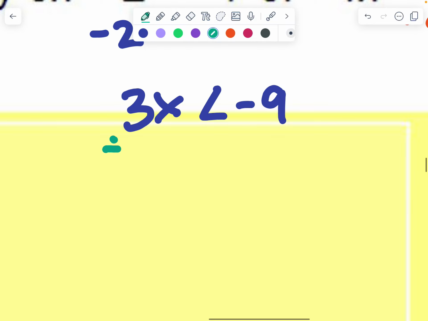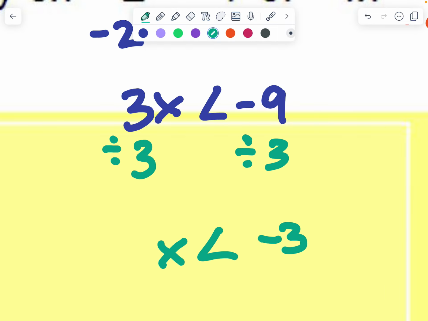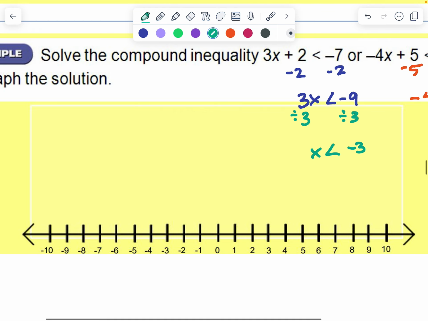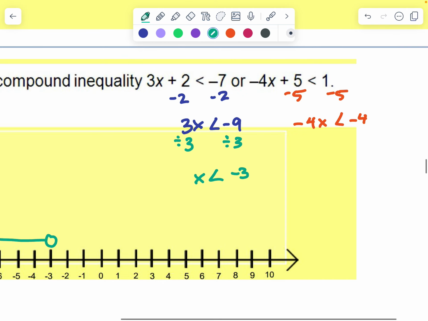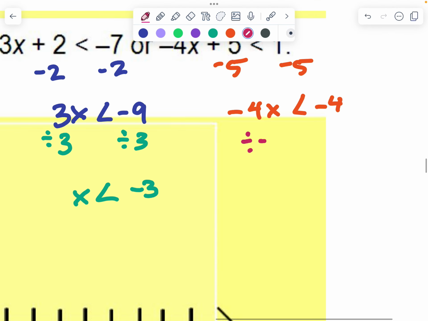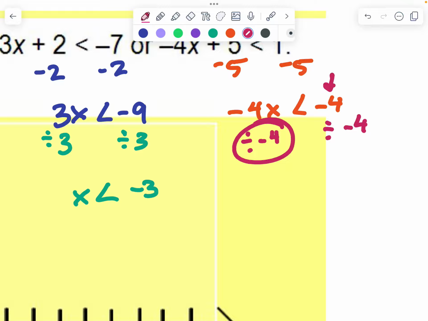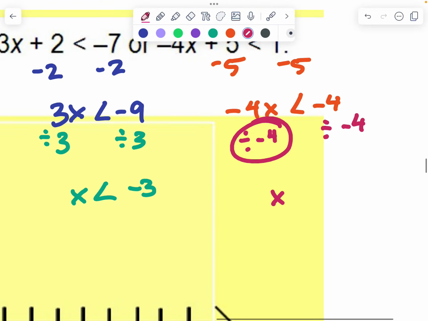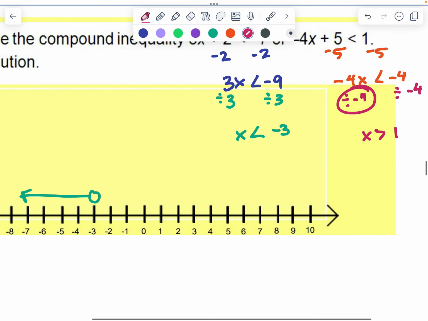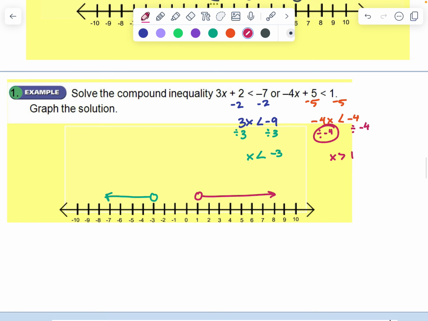So this one, I'm dividing by 3. This one would not switch. This would be x is less than -3 and would graph like that. Orange here, I would divide by -4. My action that I'm doing is division by -4. So it's not that this number is negative, but it's the one I'm doing to both sides. This is going to flip and x would be greater than 1. Would look like that. And I've got my oars on the boats going away from each other.